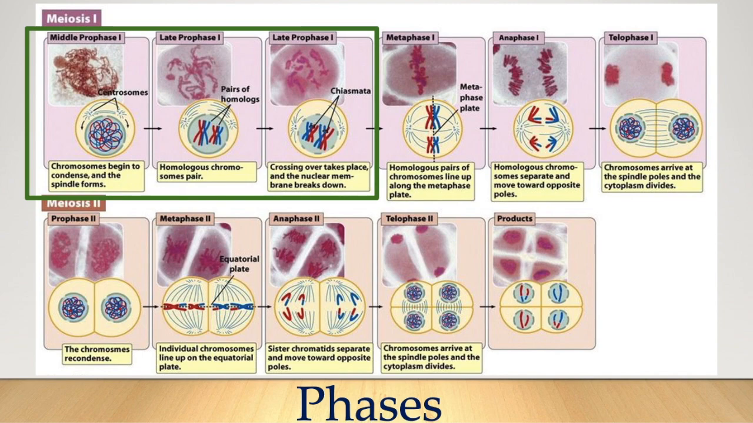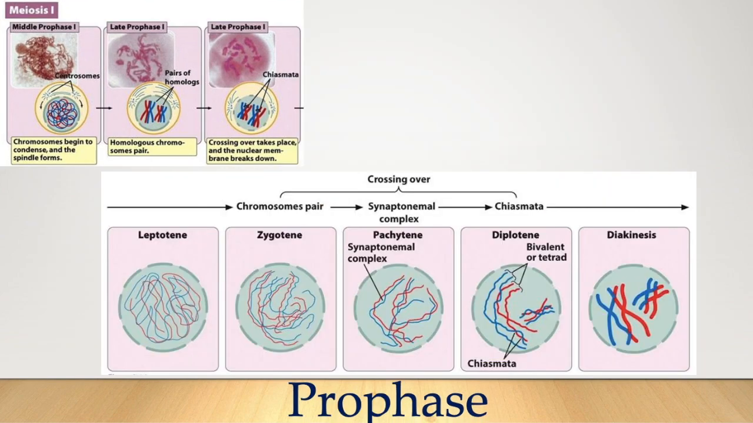This stage is pretty lengthy and is actually divided into 5 substages: leptotene, zygotene, pachytene, diplotene, and diakinesis. In leptotene, the chromosomes start to condense and will continue to condense throughout prophase. In zygotene, the homologous chromosomes begin synapsis, where they closely pair up. That's right. Each homologous pair of synapsed chromosomes has 4 chromatids, and in pachytene, the chromosomes become shorter and thicker.